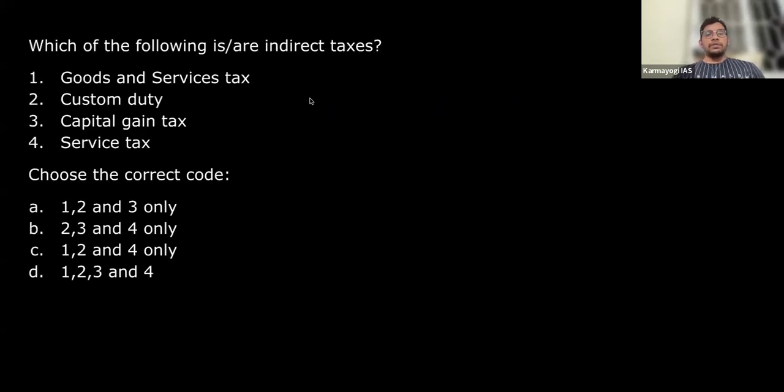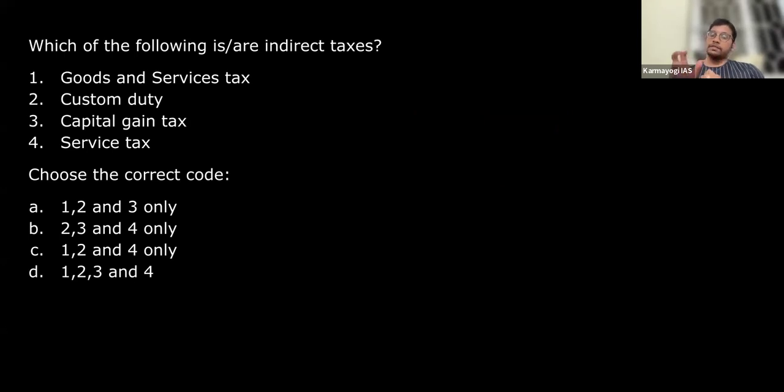Next one, which of the following are indirect taxes? They are asking which ones are indirect taxes. So what are direct taxes? Direct taxes are those taxes which the government collects directly from the source, like if the people are directly paying it to the government. So income tax, corporate tax, these are the ones which you pay directly to the government. There is no intermediary.